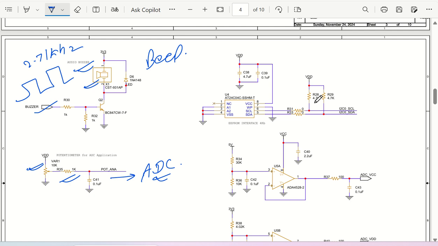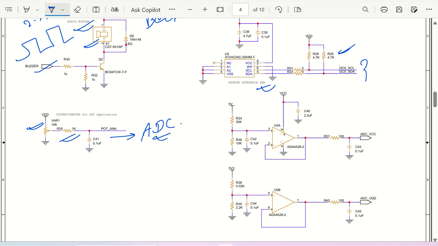Moving to the next stage, we have put an extra 4 kilobits of EEPROM with I2C interface. This I2C interface is pulled up here, and this is going to give you 4 kilobits of memory. Okay, this is taken from Microchip Technology.